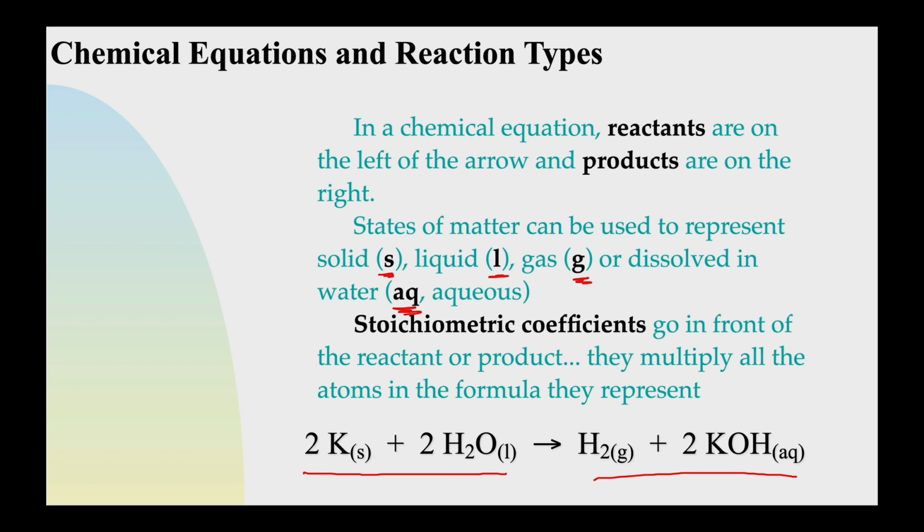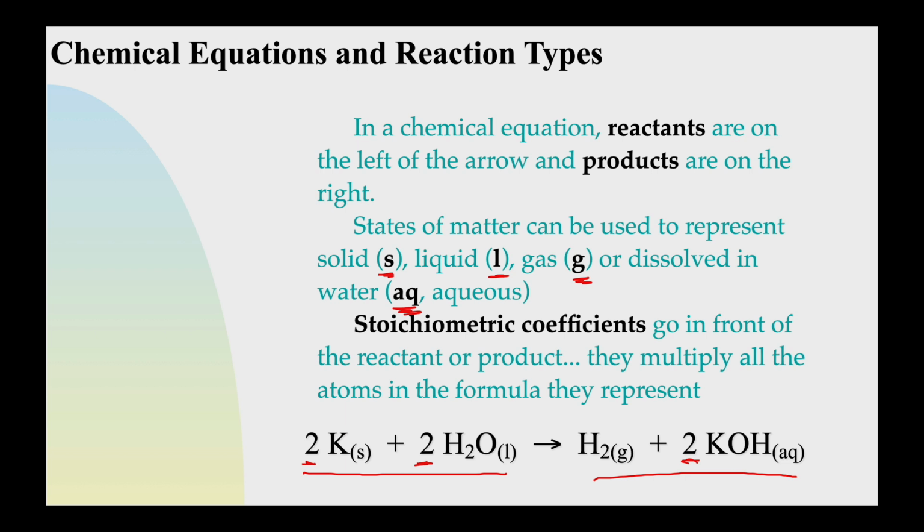Stoichiometric coefficients are super important, and those are just the big numbers in front of the chemicals. You can see in front of the K, in front of the water, and in front of the KOH, there's a big 2. Those stoichiometric coefficients refer to that entire chemical. So that means 2 potassiums, 2 Ks. It means 2 waters. It also means 2 potassium hydroxides, KOH, and the 2 refers to everything that's past it. So 2 waters would be 2 times 2, 4 hydrogens, and 2 times 1, 2 oxygens.